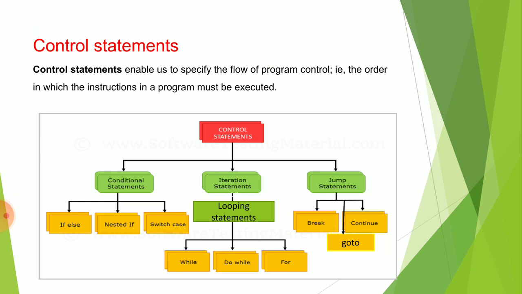In conditional statements, there are two types: one is if else, another one is switch case. In looping statements, there are three types: while, do while, for. Jumping statements are break, continue, and go to.